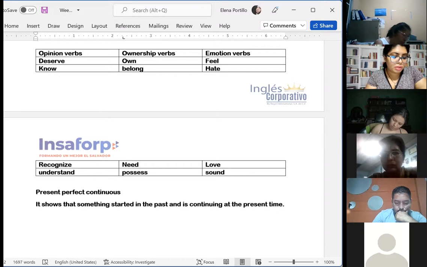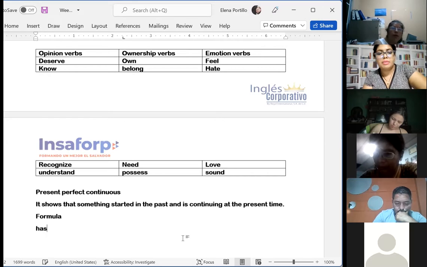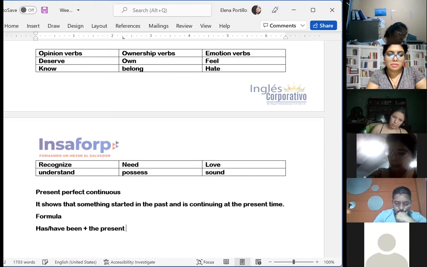And we have also the formula, and it says we need has or have been plus the present participle. That is the root plus the ing form. And we have some examples.